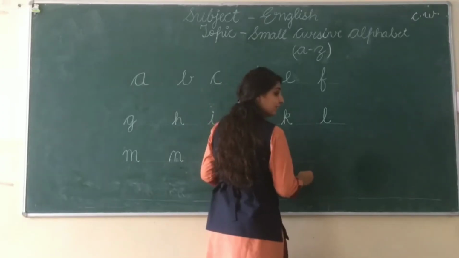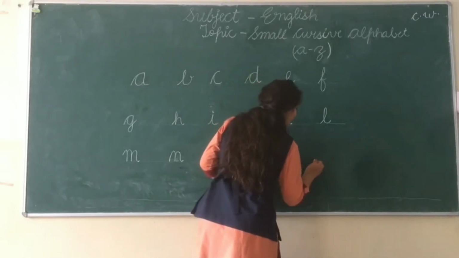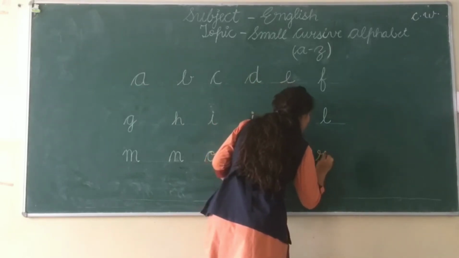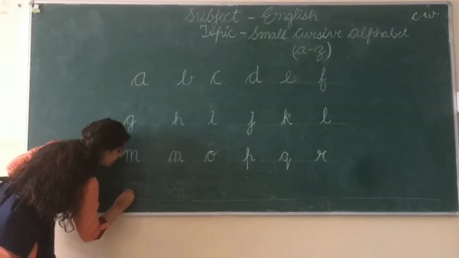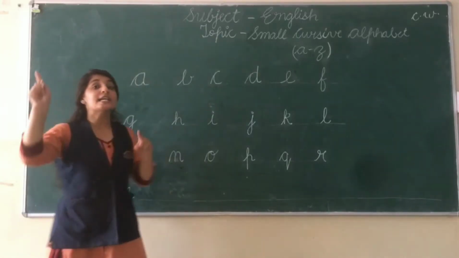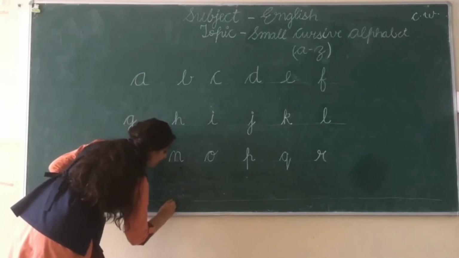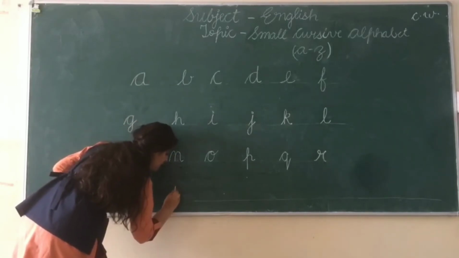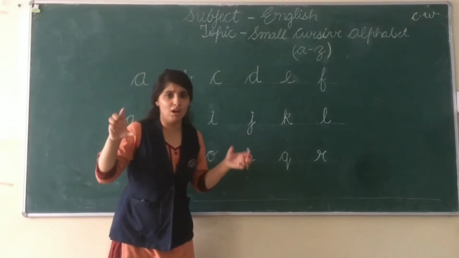Our next alphabet is R. R for rose. S for sun. Our next alphabet is T. T for tiger.